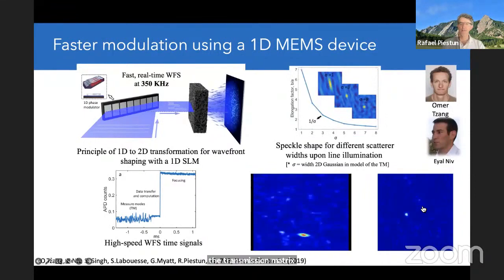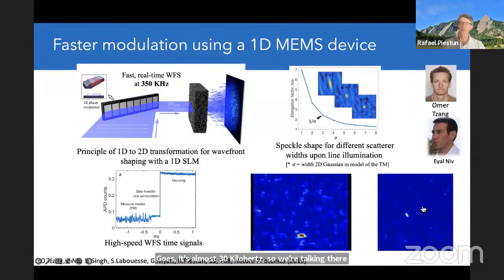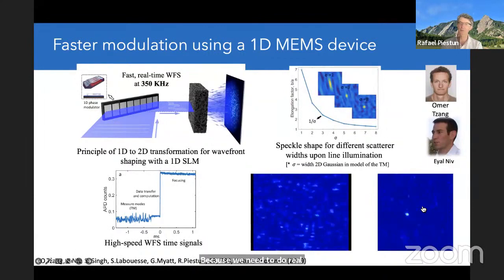So to emphasize, traditional spatial light modulators are based on liquid crystal devices, and those can modulate typically, the most advanced, at 200-300 hertz. The DLP goes at almost 30 kilohertz. So we are talking there several orders of magnitude faster. And with this GLV, we can go much faster. So using these techniques, we can really modulate light faster. And why is this important? Because we need to do real-time measurements if we want to use this technique through the multimode fiber.